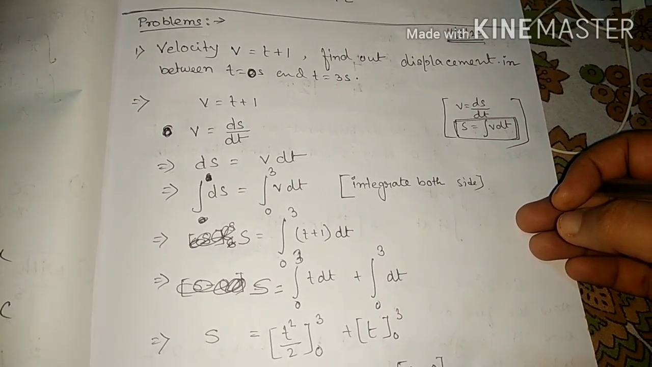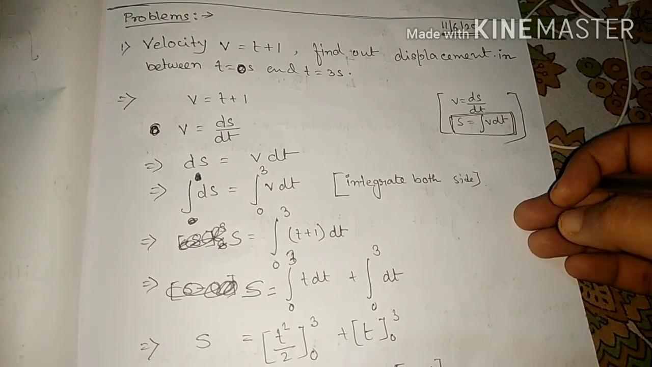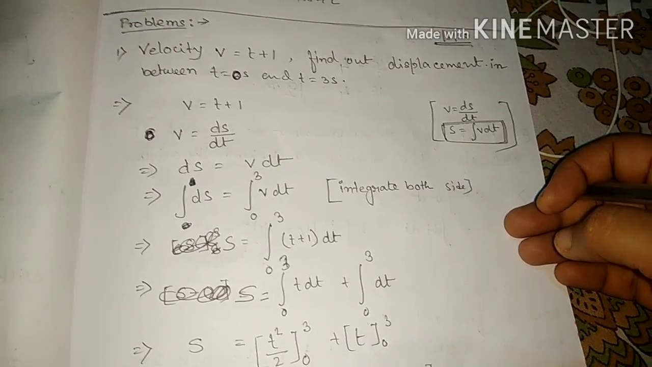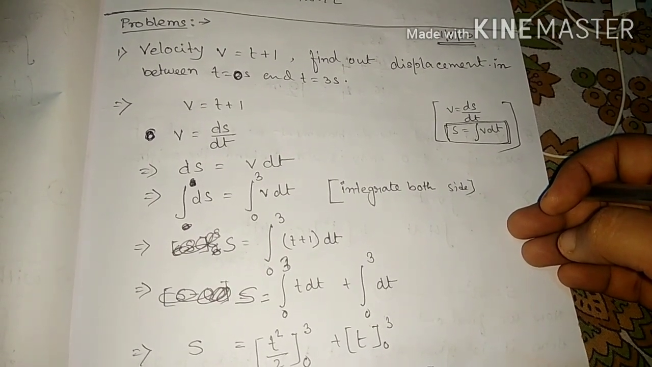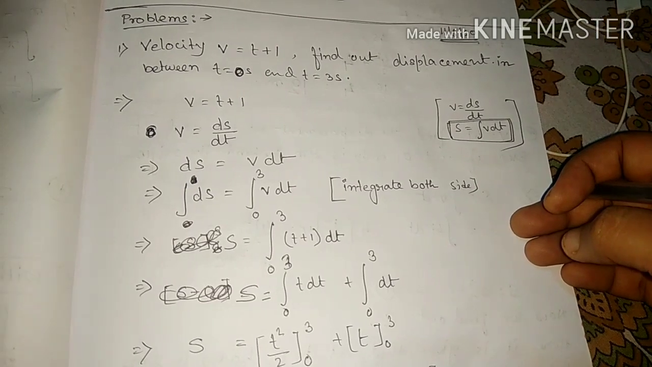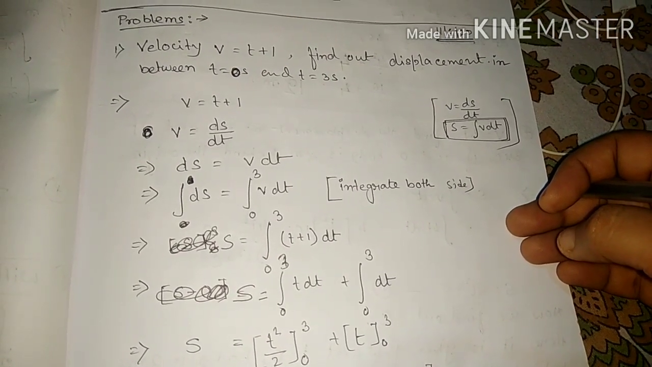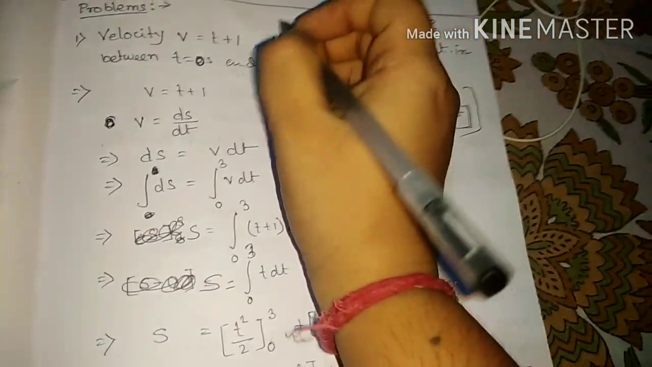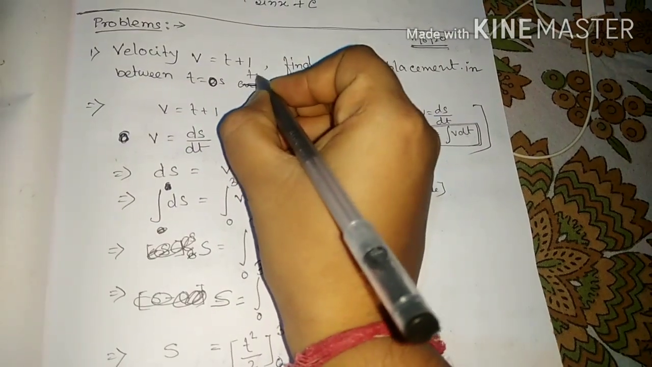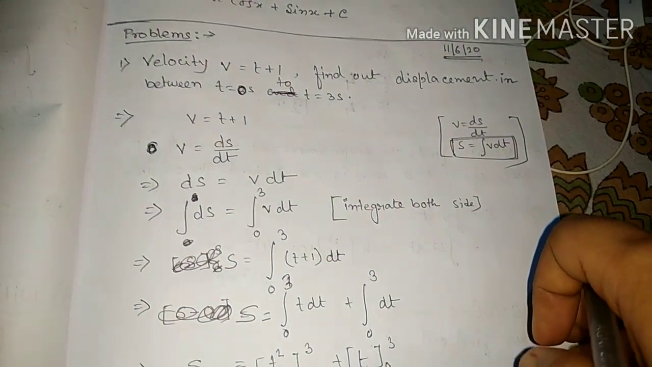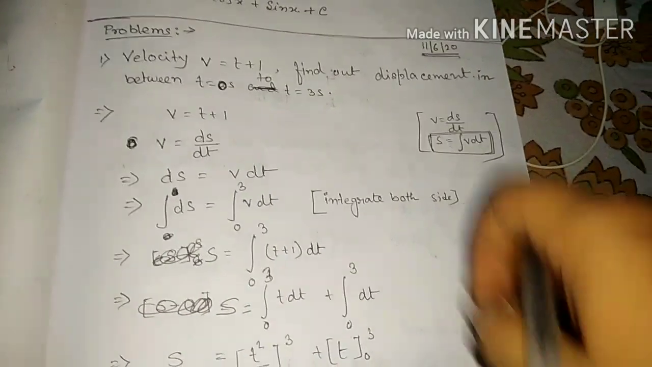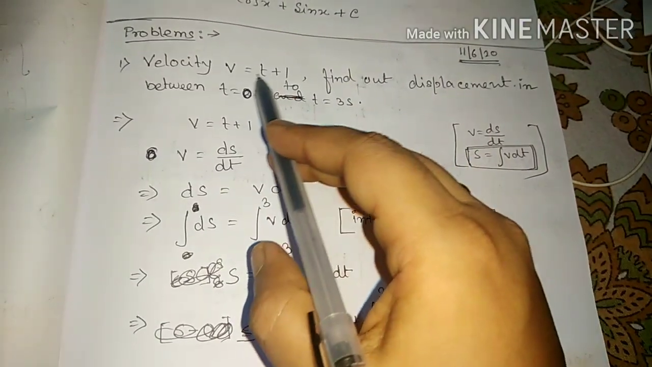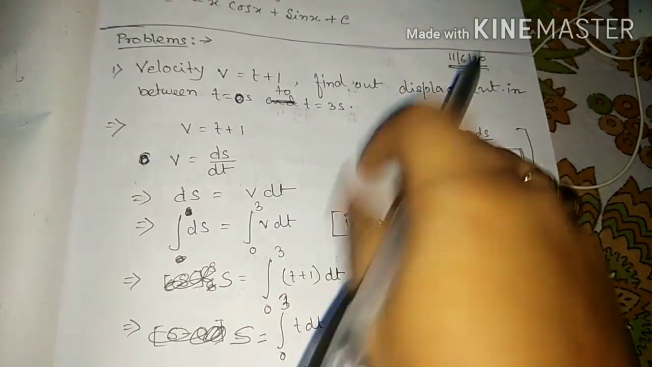So let's start with the first problem. In the first problem, one velocity equation is given in terms of t. You see that the velocity v equals t plus 1. This equation is given. What do we find out? We find out the displacement between t equals 0 second to t equals 3 seconds. Here the range is given, so we find the displacement in this time range, 0 second to 3 seconds.